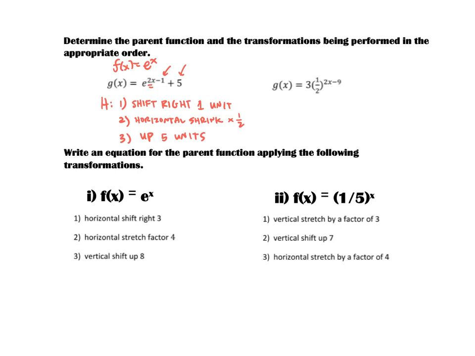Okay, let's move over to the other. In this case, f of x would be 1/2 to the x. That's our parent function. So let's do horizontal transformations first. So this would be right 9 units. Second horizontal transformation would again be horizontal shrink by a factor of 1/2. Our vertical transformation in this case would be a vertical stretch by a factor of 3.